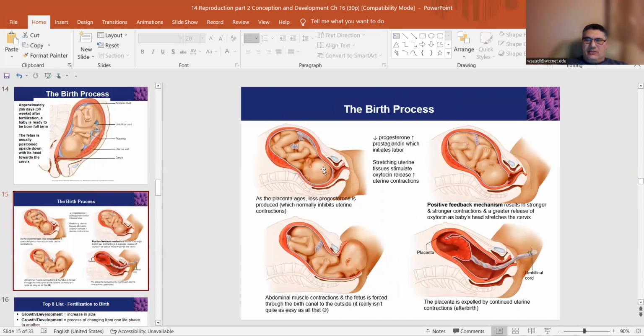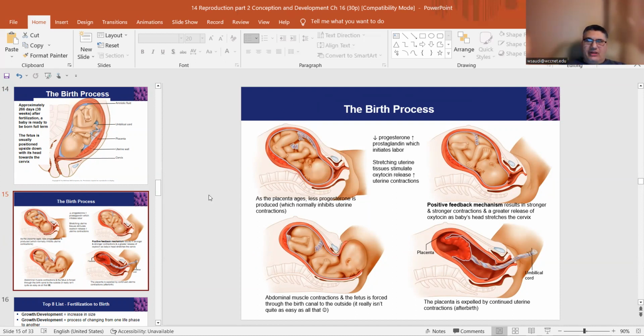So look at this. The baby will go out. We're not going to go into more details than that. What I want you to know here is how the process works. It's positive feedback. It's oxytocin. There will also be some prostaglandin that will contract the muscles. So prostaglandin contracts the muscle, pushing the baby before oxytocin starts to kick in.